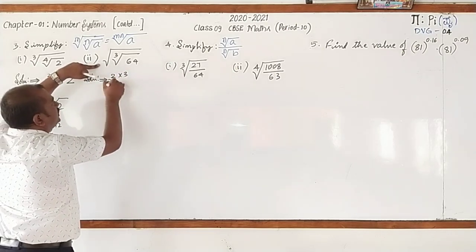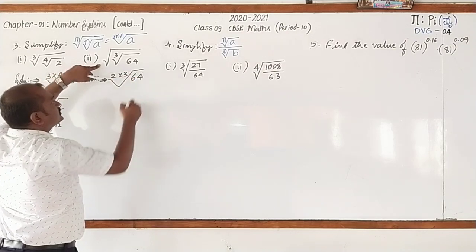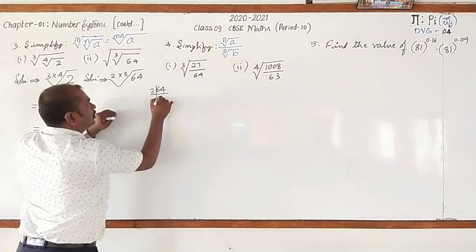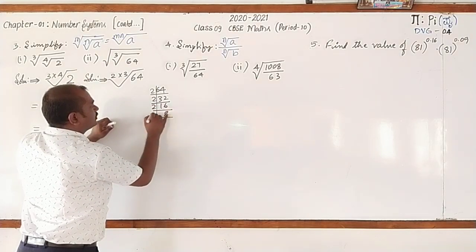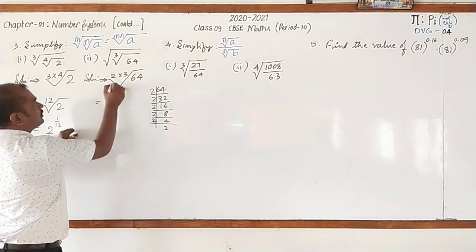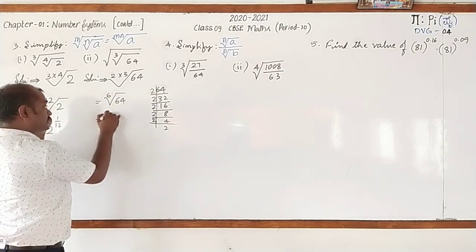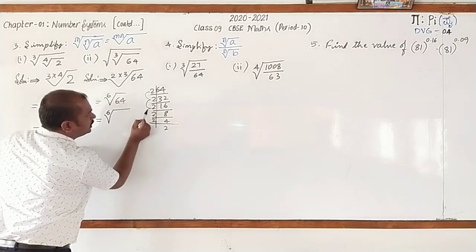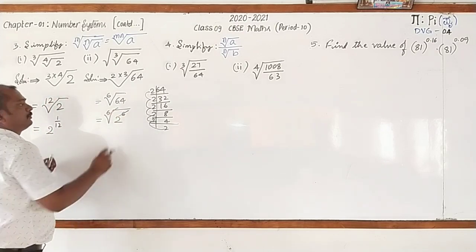2 into 3 whole, 2 into 3 root 64. And 64 can be written like this: 2 3s are 6, 2 1s are 2, 2 8s are 16, 2 4s are 8, 2 2s are 4, 2. Now this is equal to 6th root of 64, and 6th root of 64 can be written as, how many? 1, 2, 3, 4, 5, 6. 2 raised to the power 6. 6th root and power 6 get cancelled.